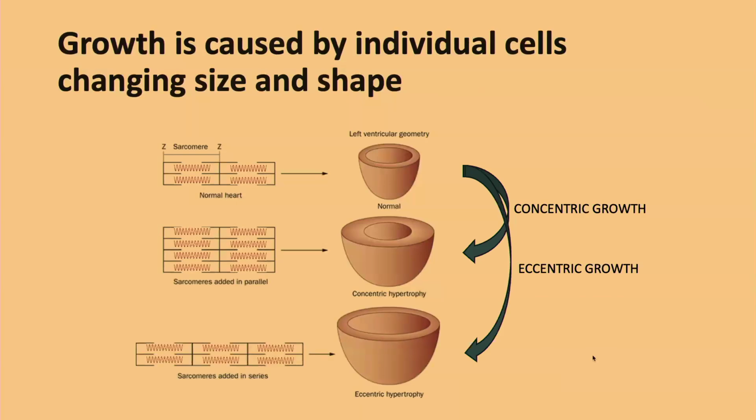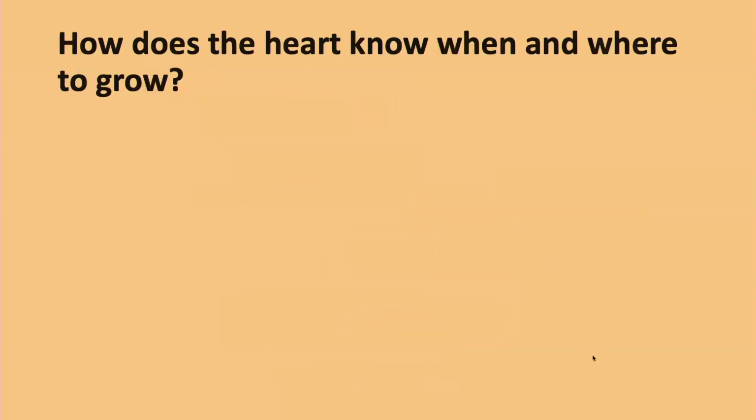If you remember from your mechanics class, if you add springs in parallel, you have more resistance to stretching. If you add them in series, you're going to have less resistance, so it's less stiff. That's also what we see in patients. If you have a thicker heart, it's also going to be stiffer, and if it's thinner, it's going to be softer. But now the fundamental question is how does the heart know when to grow and how to grow? Does it want to add springs in series? Does it want to add them in parallel? And also, what triggers growth?